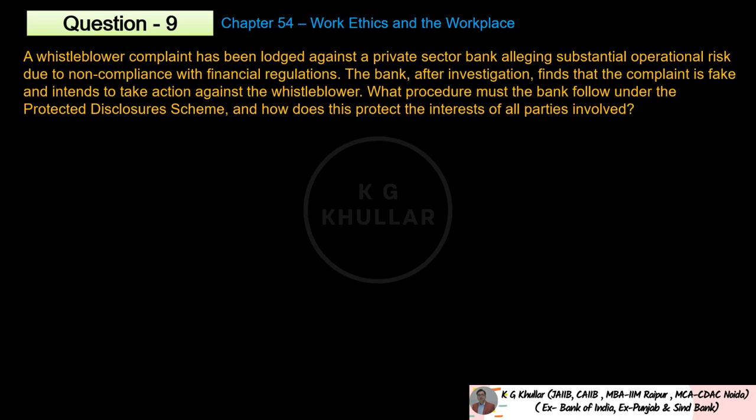The next question is also from chapter 54, that is work ethics and the workplace. And the question goes like this. A whistleblower complaint has been lodged against a private sector bank alleging substantial operational risk due to non-compliance with financial regulations. The bank, after investigation, finds that complaint is fake and intends to take action against the whistleblower.